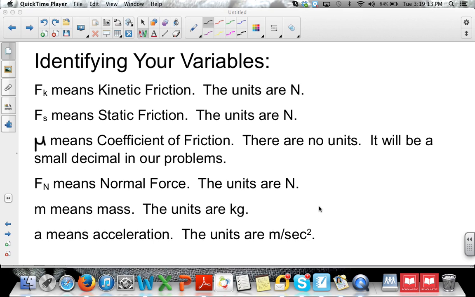And so the coefficient of friction really does not belong in your free body diagram. Only the kinetic friction or static friction do. They are forces. Free body diagrams are made of forces. The coefficient of friction is only used to help you find those forces. Okay, so just remember these differences between all these different variables, especially when you're trying to identify them.